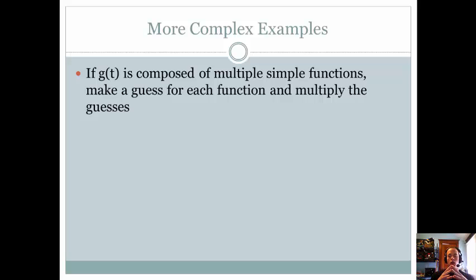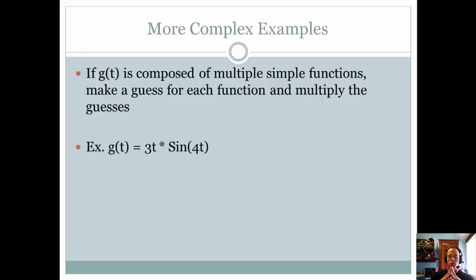So there are obviously a few more complex scenarios that you can have when dealing with the method of undetermined coefficients. For example, what happens if I have multiple simple functions? What do I do if my non-homogeneous term is an exponential term multiplied by a polynomial or something of that nature? What you do is you make a guess for each specific simple function, and you multiply your guesses together.